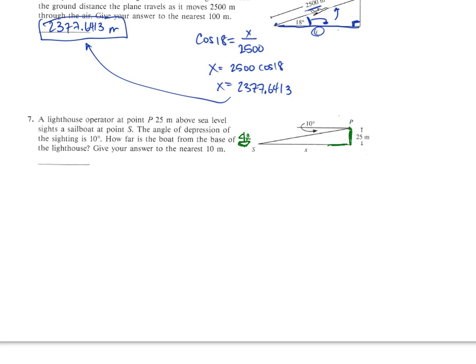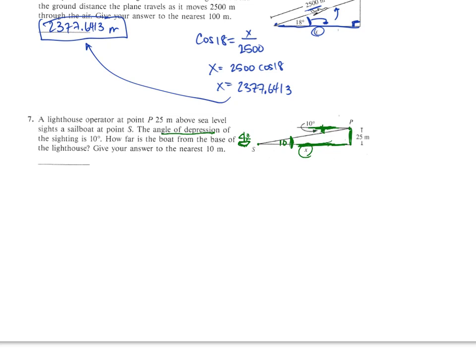So remember we talked about the angle of depression and the angle of elevation. So if this is 10 degrees here, this will also be 10 degrees because these are parallel. We're always going from the horizontal. How far is the boat from the base of the lighthouse? So we have to solve for this x. So here's my 10-degree angle, which matched the angle of depression. Angle of elevation and the angle of depression will always be the same if from the two vantage points.